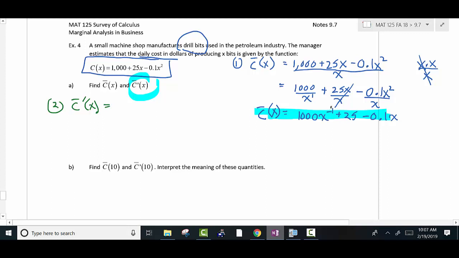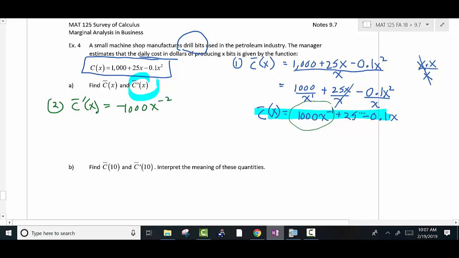So what do you do with the derivative of 1,000x to the negative 1? Bring it to power rule. Bring the negative 1 down, and then what are you going to do with the exponent? Minus 1. Subtract 1. It always gets smaller by 1. Okay, so that you're going to go negative 1,000 x to the negative 2.